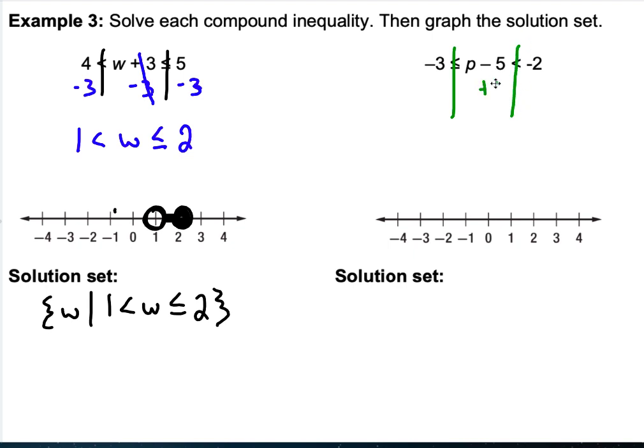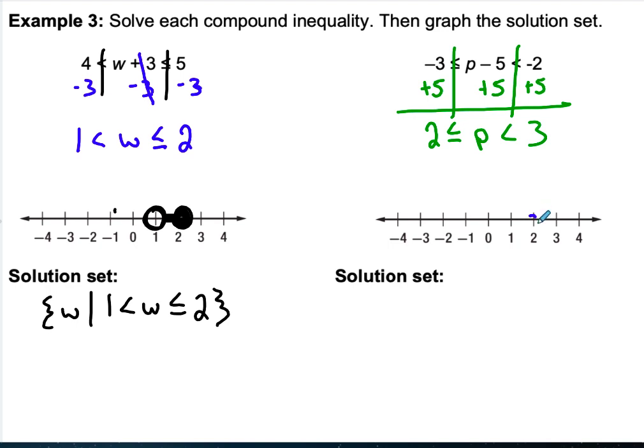So over here, I'm going to focus on my variable. I want to get P by itself, so I'm going to add 5. So I get 2 is less than or equal to P is less than 3. Again, this is one that are very close to each other.